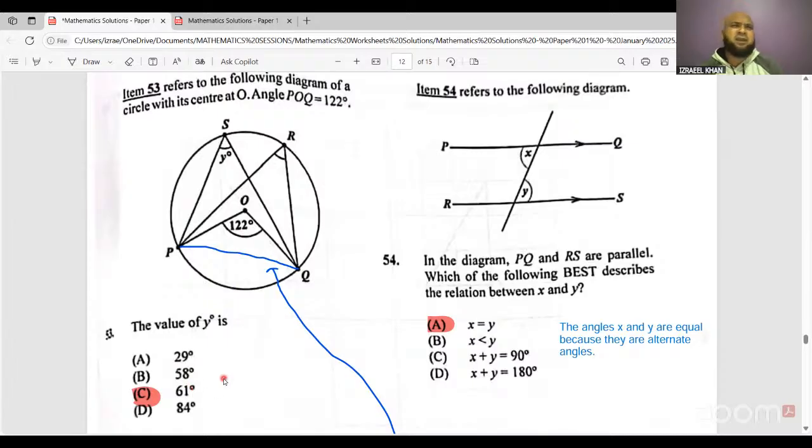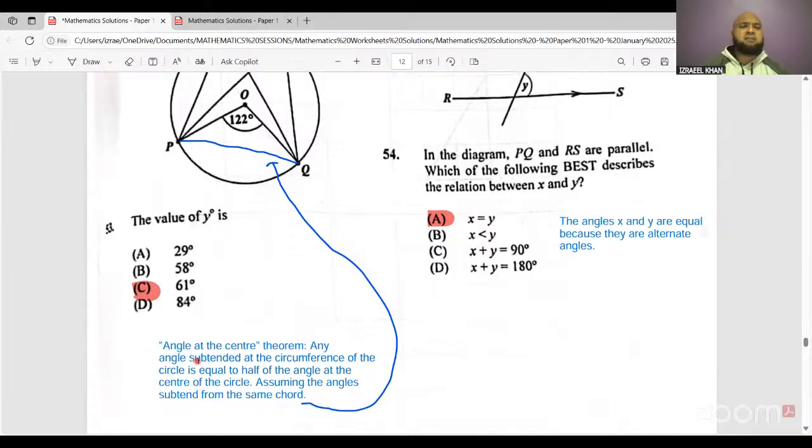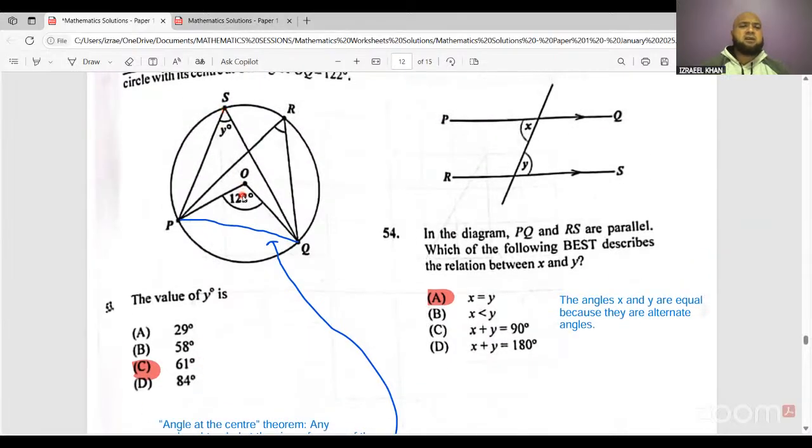And in case you're wondering why Y is 61, the theorem is that any angle at the circumference is half the angle at the center, assuming that both angles come from the same chord. I drew in a chord which we did not see, but I put it in to let us understand that both angles can subtend from this imaginary chord PQ. So the theorem can be followed, which is Y being half of 122, because Y is at the circumference while the angle here is at the center. Y will be half of 122, which is 61. Again, assuming both angles come from the same chord.